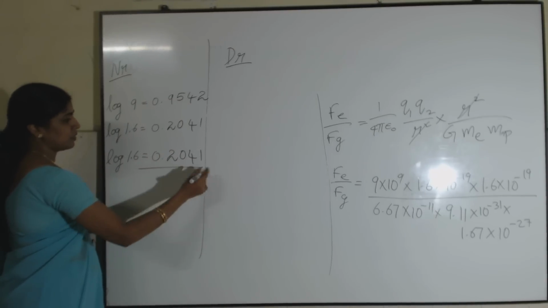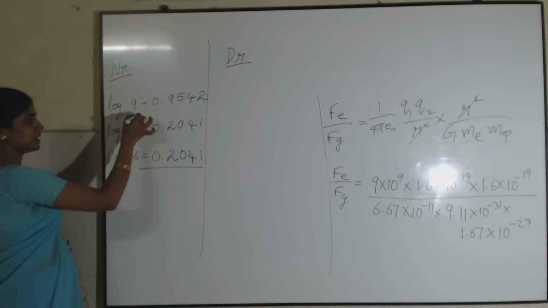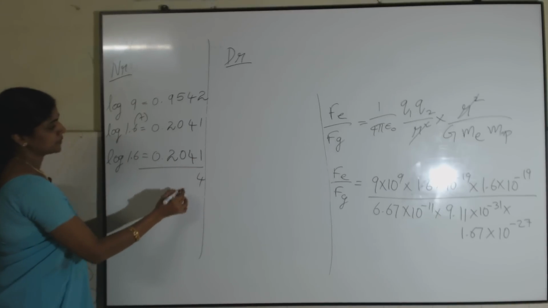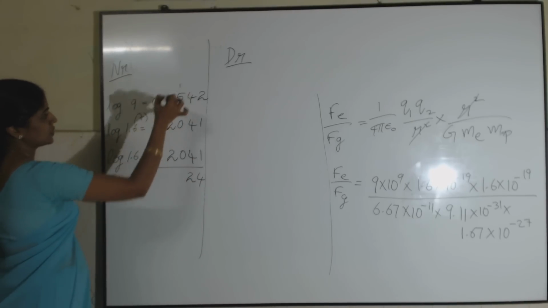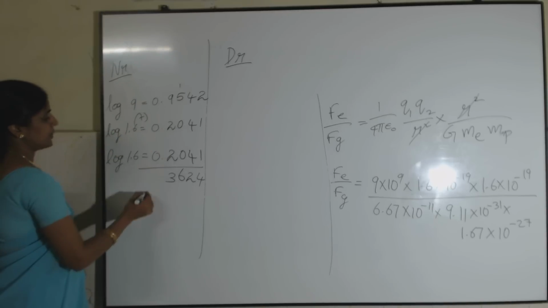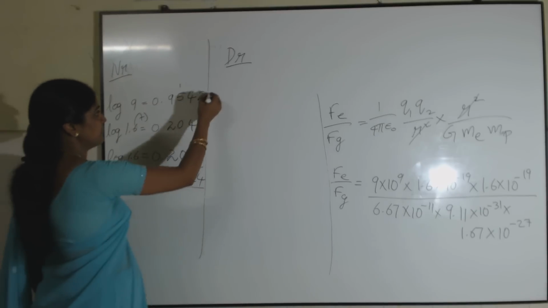Since all the values in the numerator are multiplied, if it is multiplication you want to add all the values. Here it will become 4, 12, 1 balance it is 6, 13, 1 balance 1 point. Then we will go for the denominator.